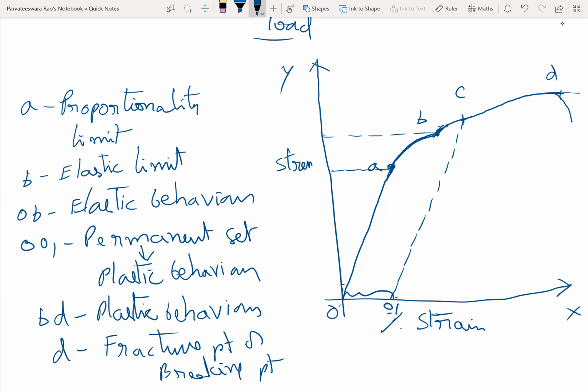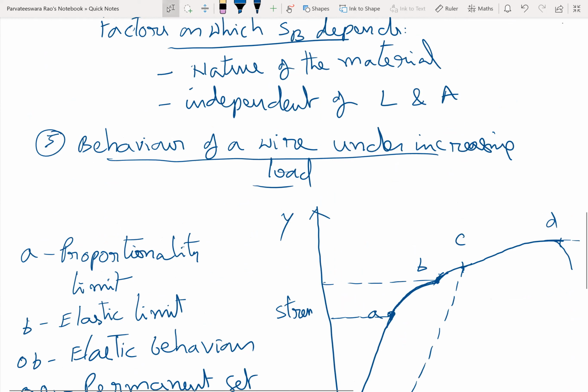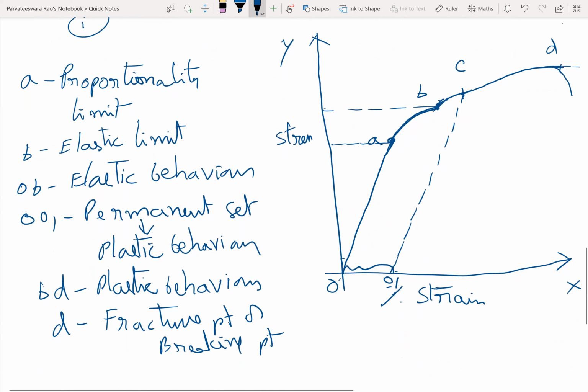Okay, so these are some important points when you deal with the wire kept under increasing load. Initially, up to a maximum value of stress represented by A, the wire, no doubt, is strictly obeying Hooke's law. Means stress varies directly as strain. Hence, it is called the proportionality limit. After A, if you increase the stress further, the wire is not obeying Hooke's law. That is, stress is not directly proportional to strain, but the wire is exhibiting elasticity.